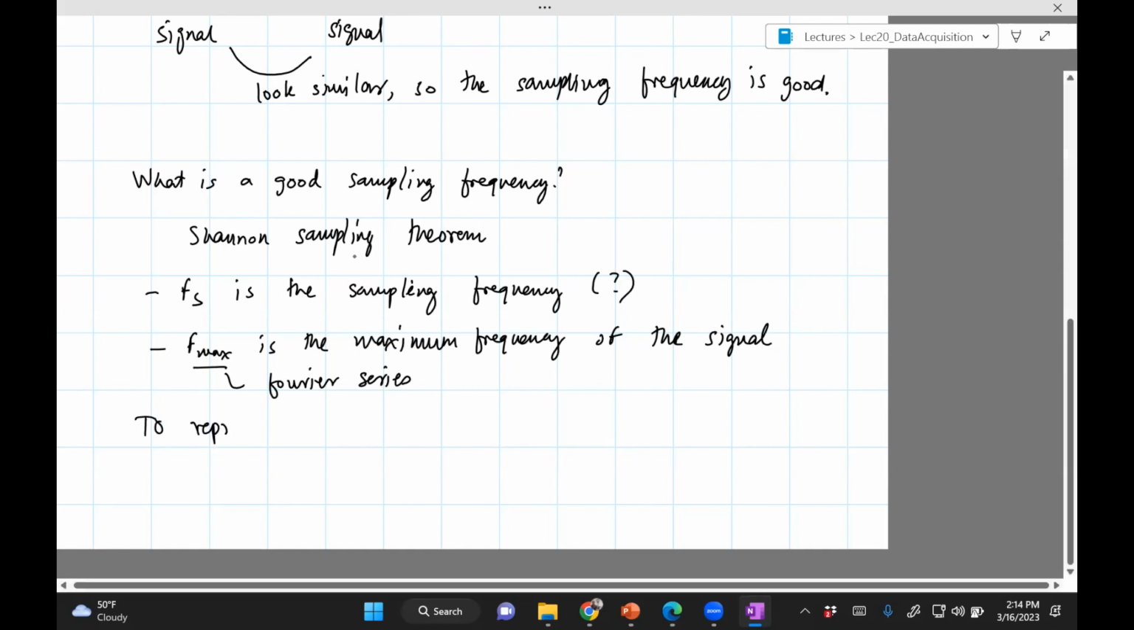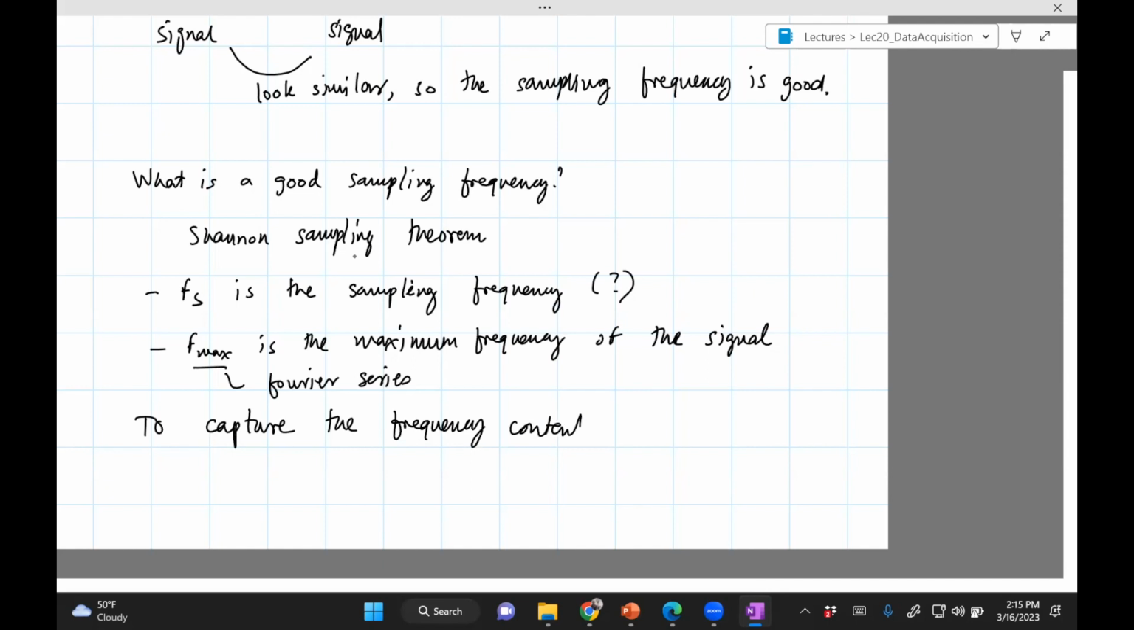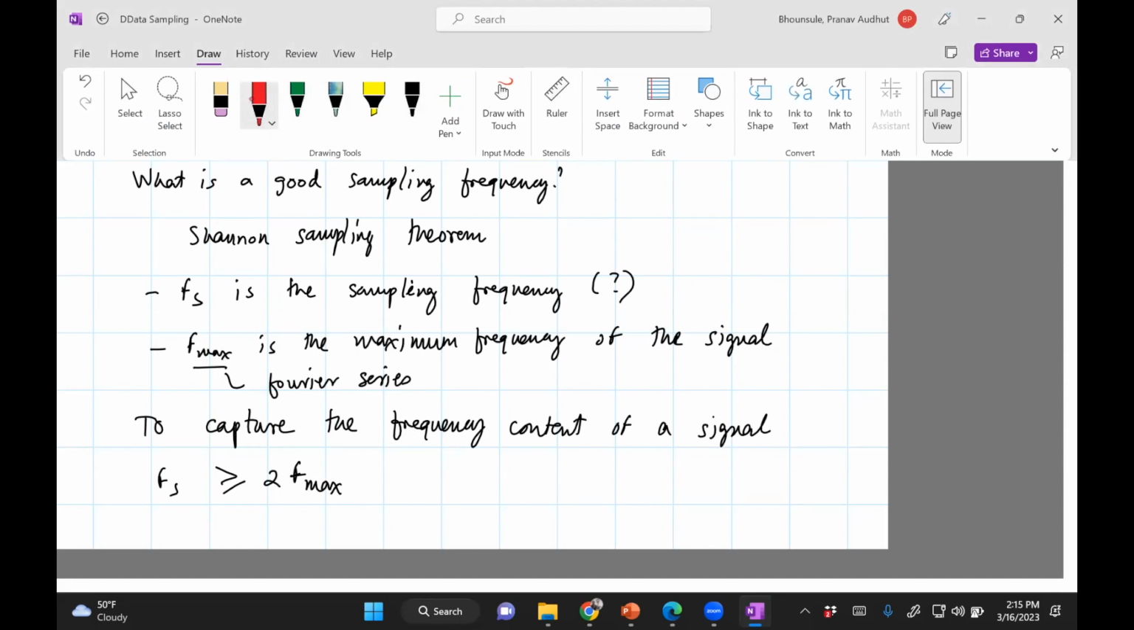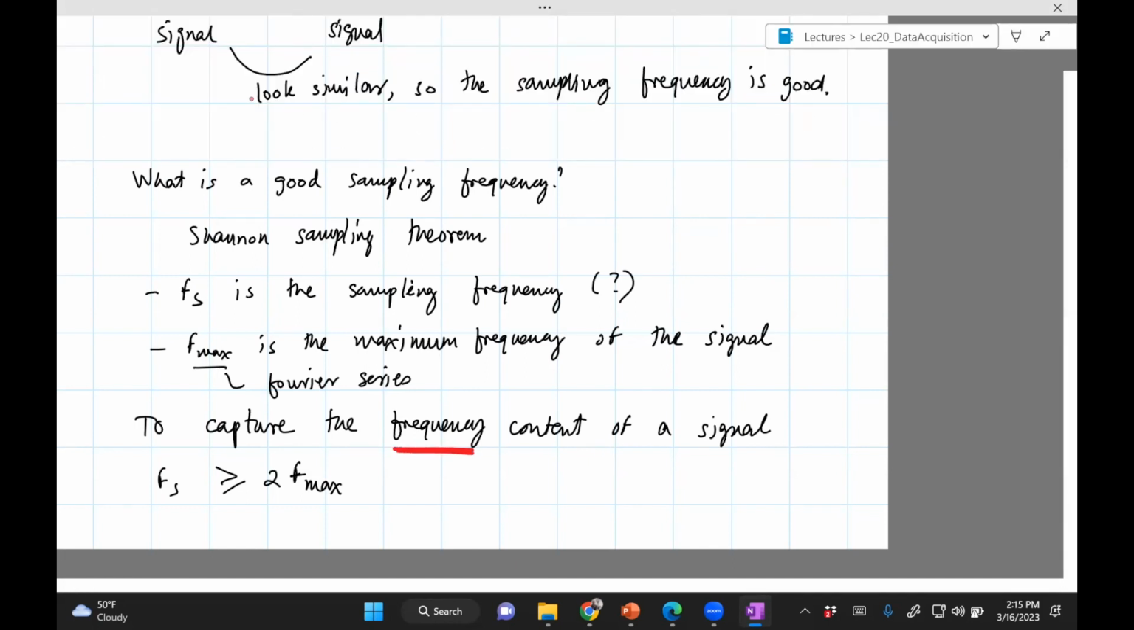to reproduce, to capture the frequency content of a signal, Fs, that is the sampling rate, which is an unknown, you need to figure that out, should be at least equal to twice the maximum frequency. Note that this is only to capture the frequency content. This is what you need.